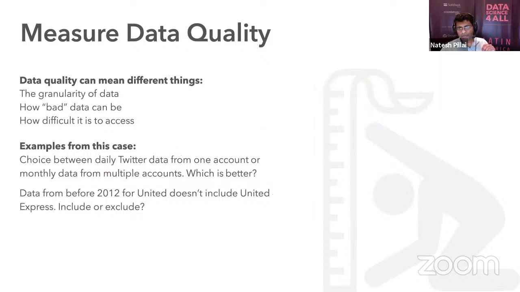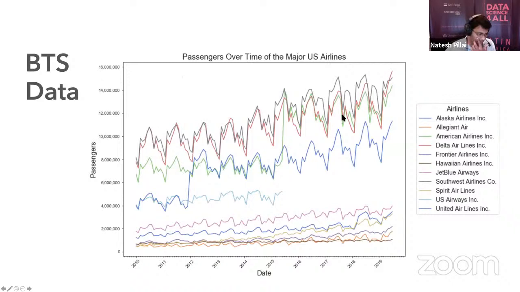So now let's look at an example of publicly available data where you have to get used to this issue. Study this plot carefully. This is the passenger data from the BTS, the Bureau of Transportation Statistics, for US Airways Incorporated. And suddenly there is a break in 2015 and 2016. What do you see?